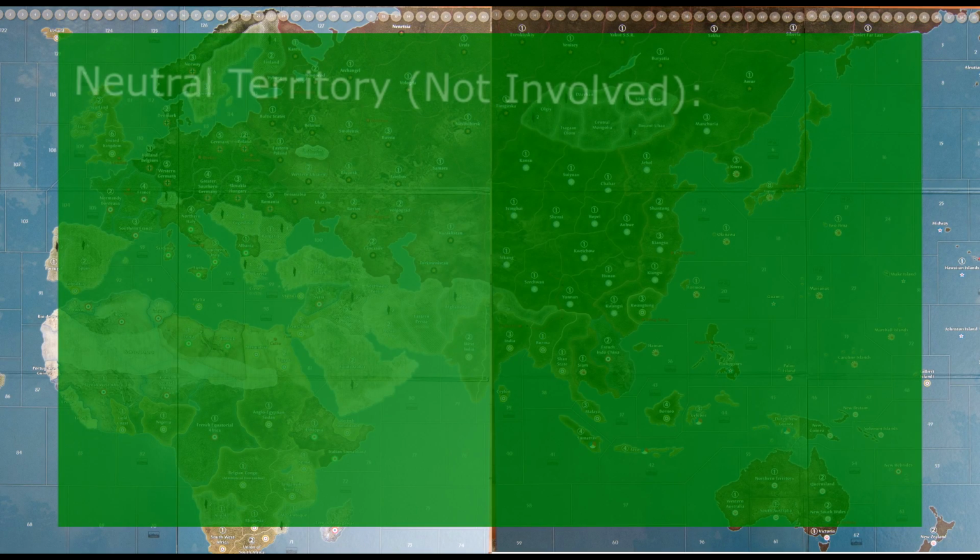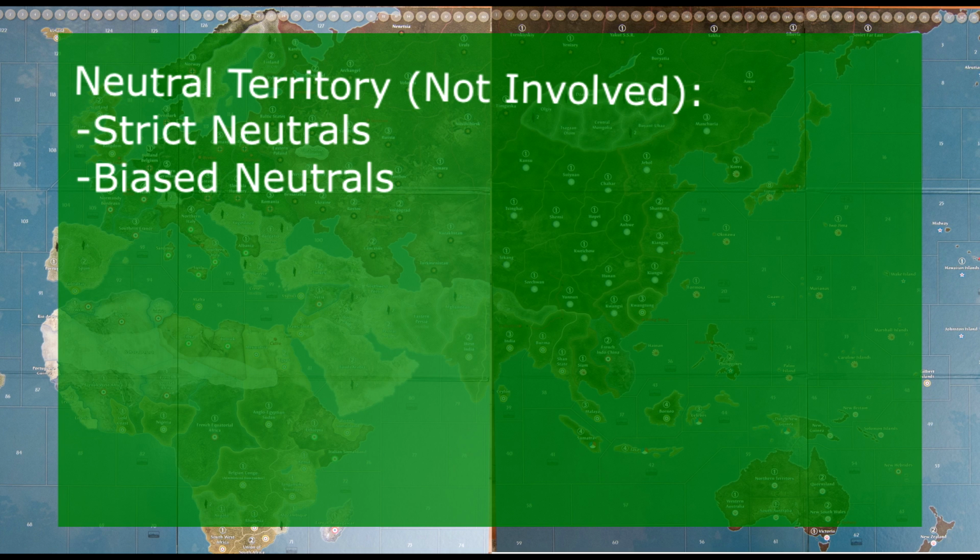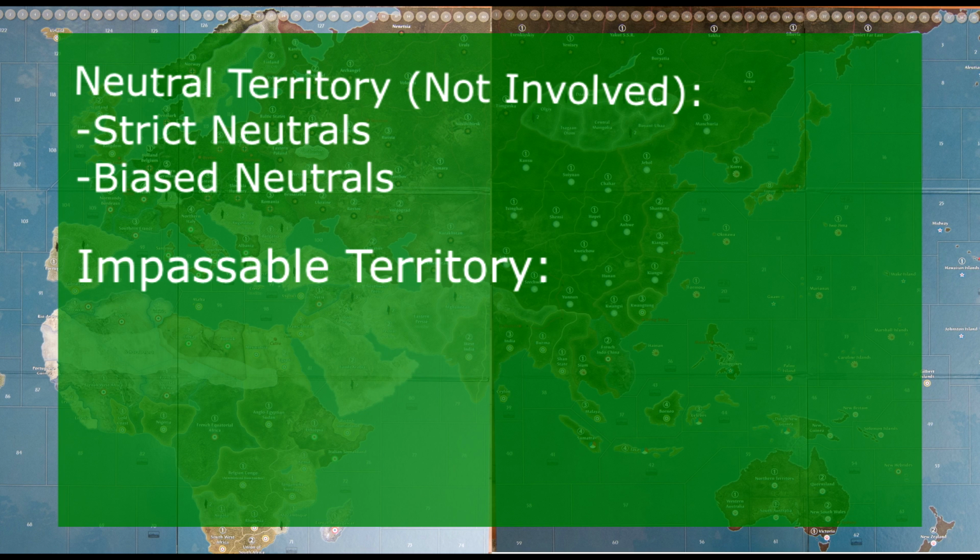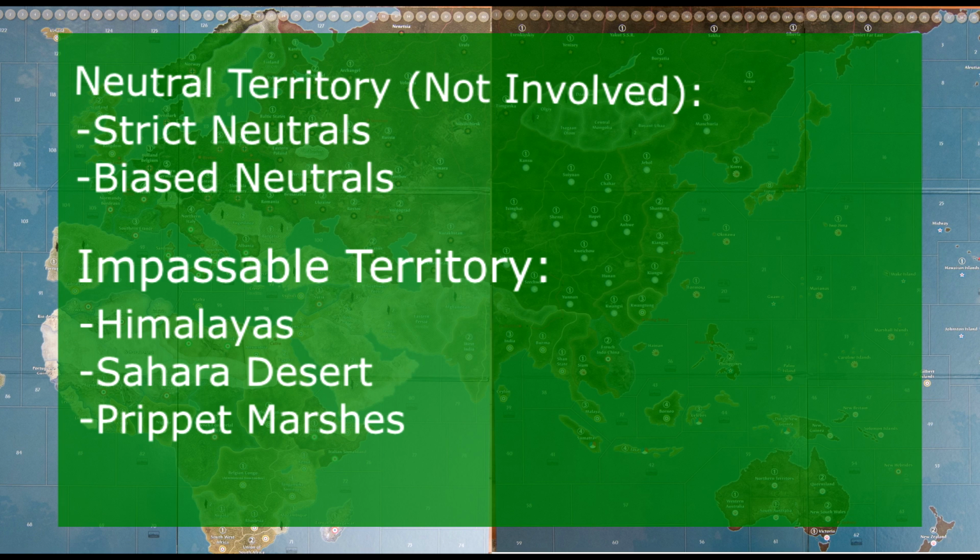Land with gray implies neutral. Just remember, Switzerland is gray and never wants to deal with anything. You should also remember that there are 2 kinds of neutrals: strict neutrals and bias neutrals. Strict neutrals are against entering the war entirely, while bias neutrals can be swayed to either join you or will fight against you if you try to enter their territory. There are a total of 3 impassable territories in the board, which include the Himalayas, the Sahara Desert, and the Pripyat Marshes in Russia.